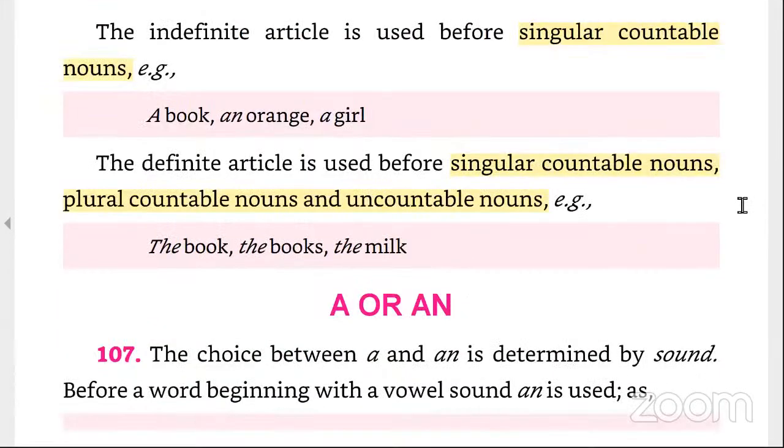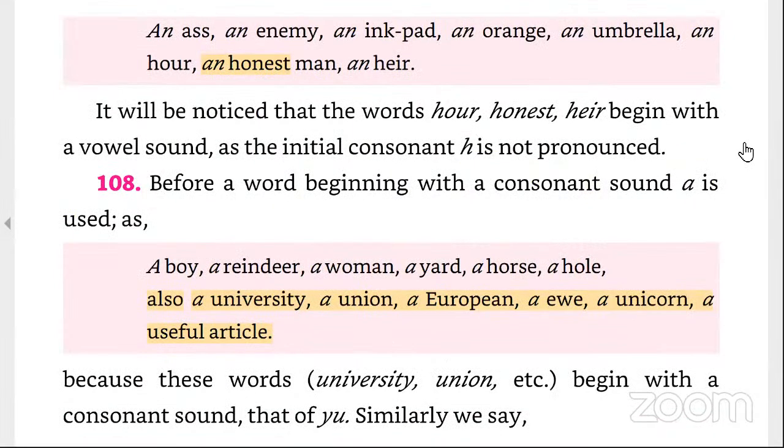For example, if I say the word honest, look at this case. The letter is a consonant, that is H, but we don't speak H. We remain silent with H and we say honest. He is an honest man.